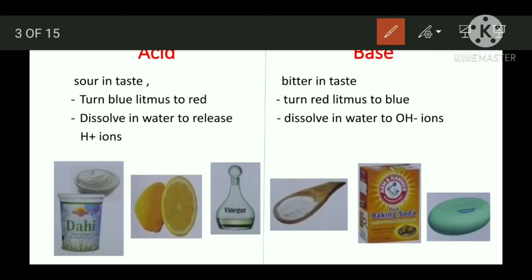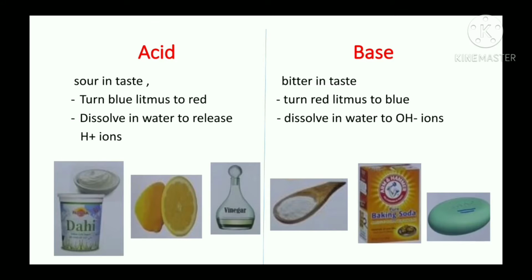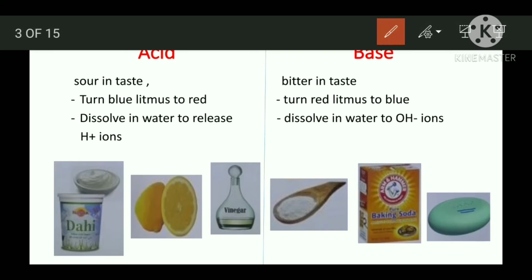Next, in my first slide, I told you what is an acid and what is a base. Acid is sour in taste, a chemical which turns blue litmus to red. It is acidic, and when this acid is dissolved in water, it releases H plus ions.